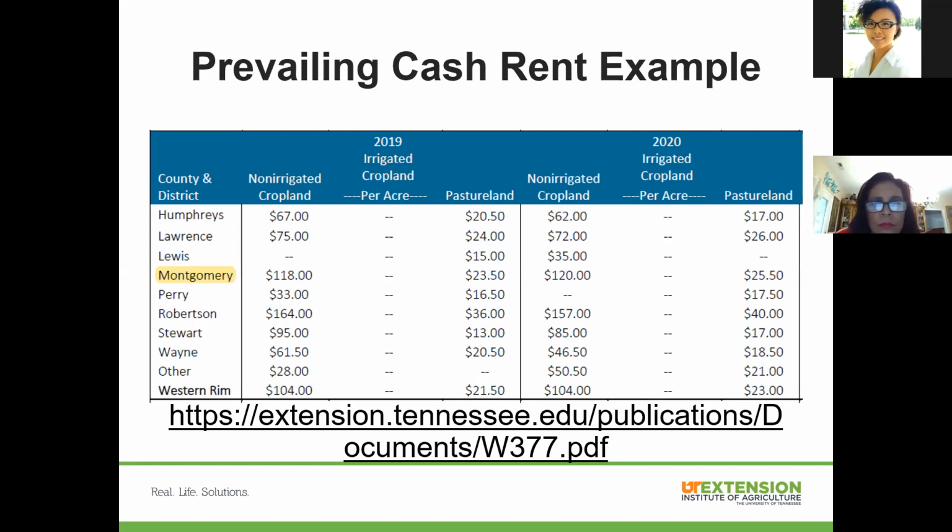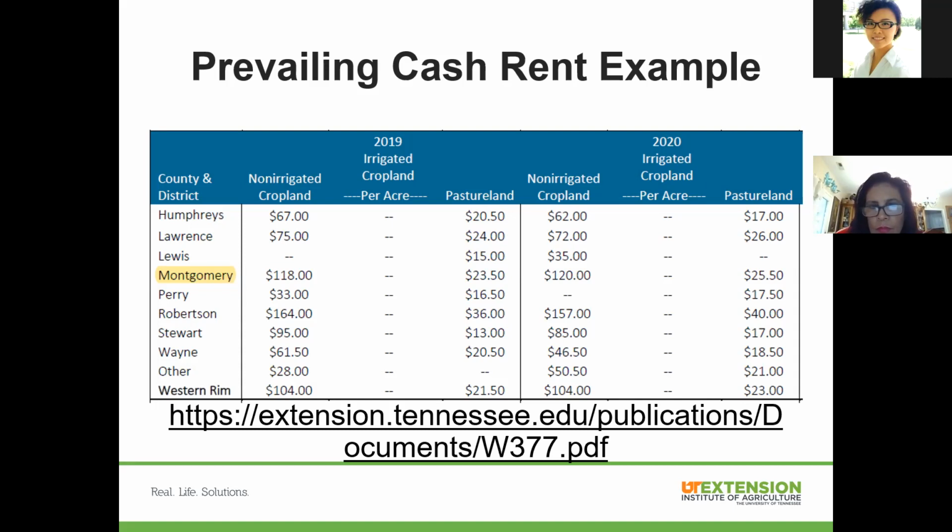So, prevailing cash rent example. This is one of the publications UT publishes every year to give you an idea of the average cropland, irrigated cropland, or pastureland rental rate per acre by county. You see I highlighted Montgomery County, where I live. And you can see that for non-irrigated cropland, an acre is going for around $118 per acre.